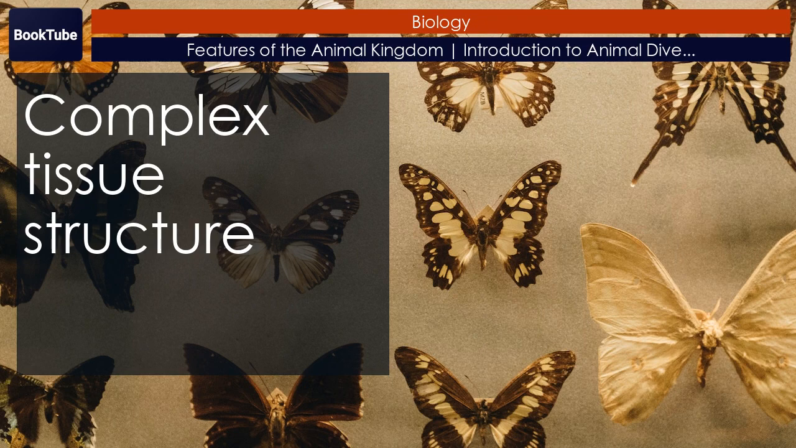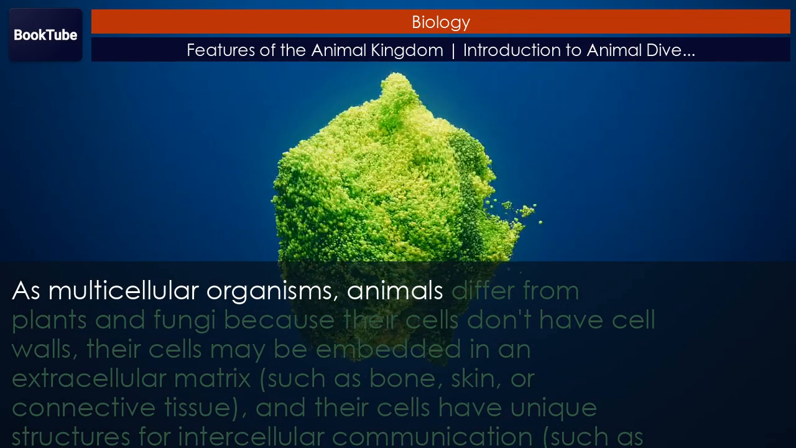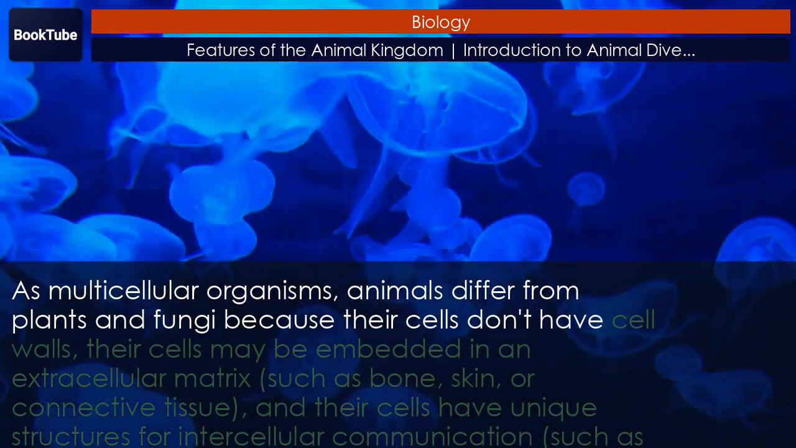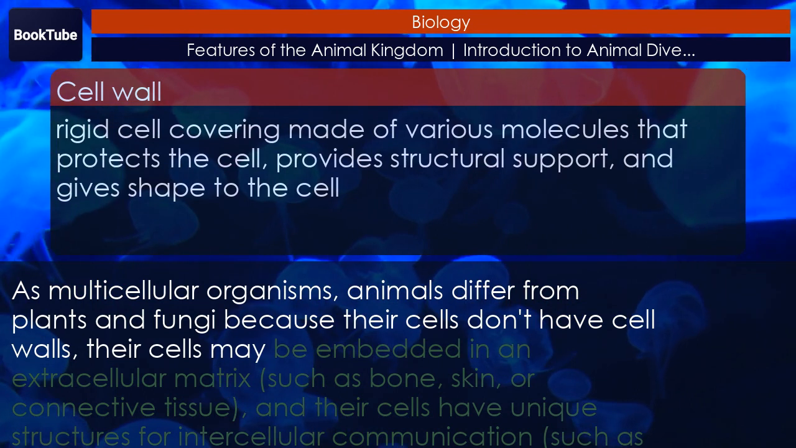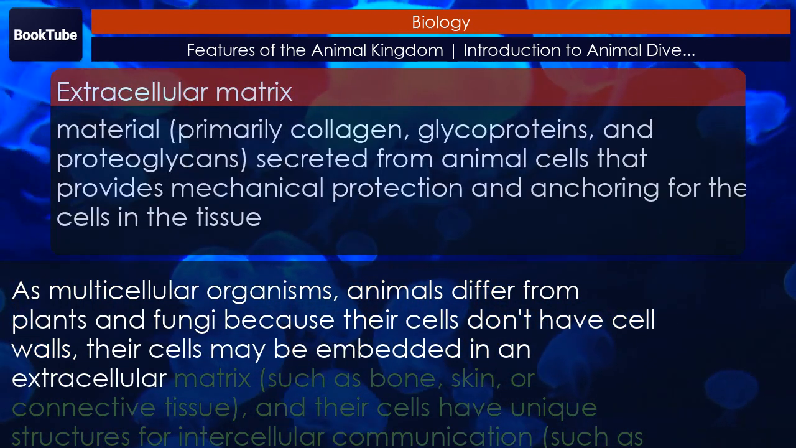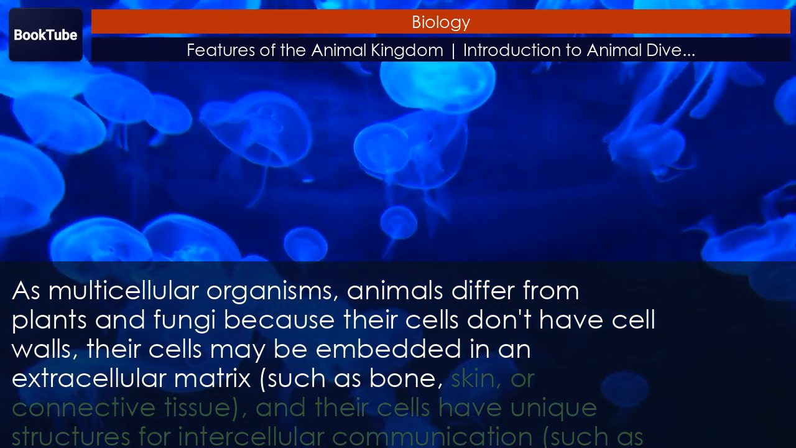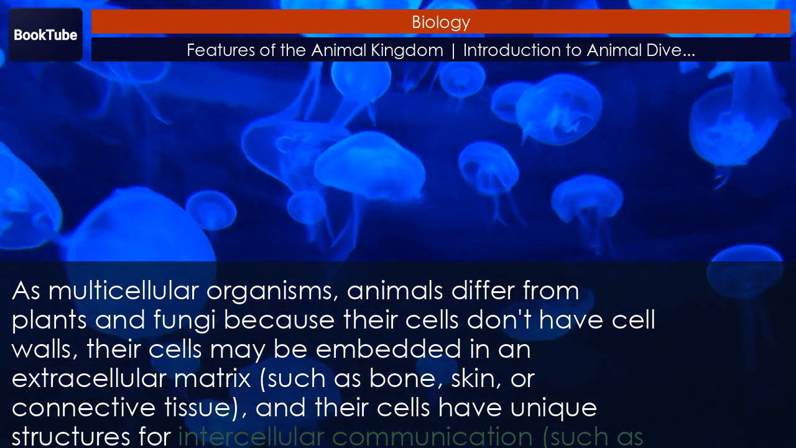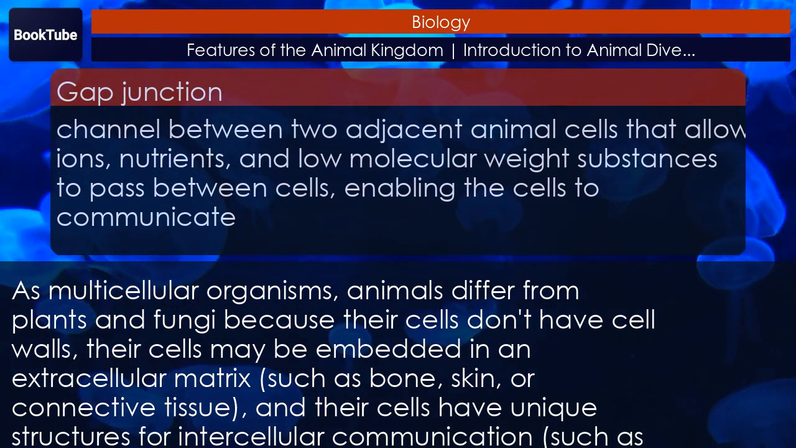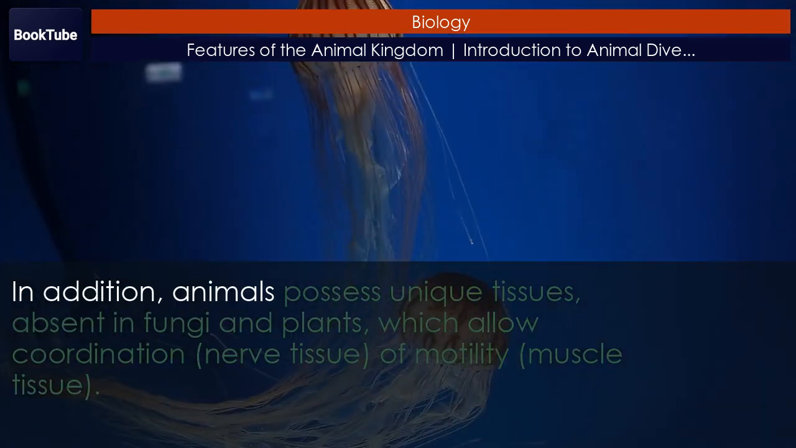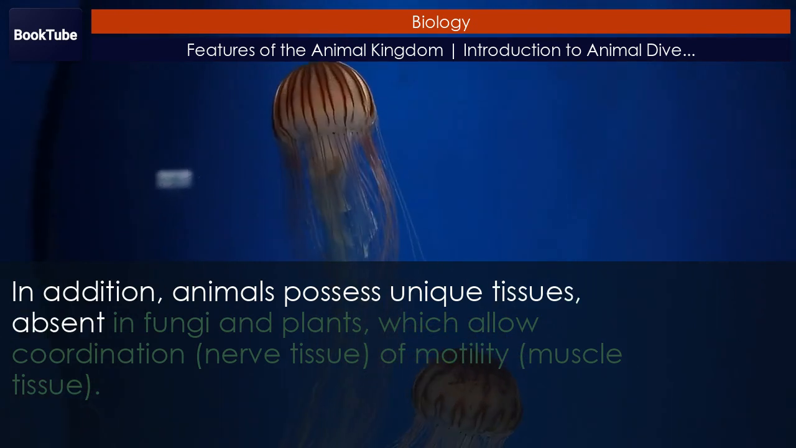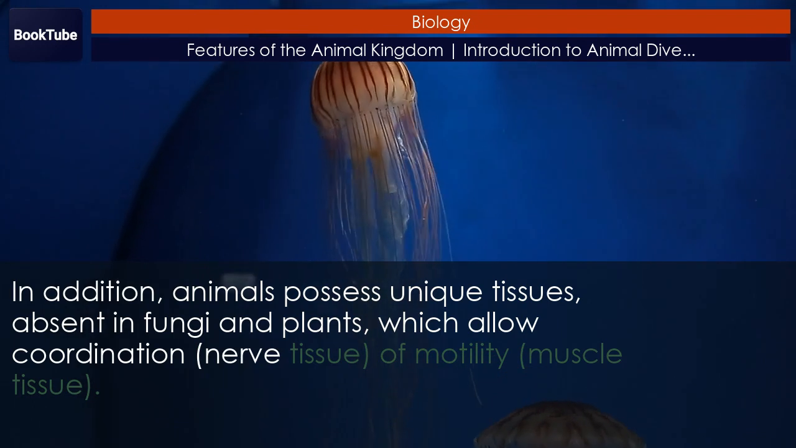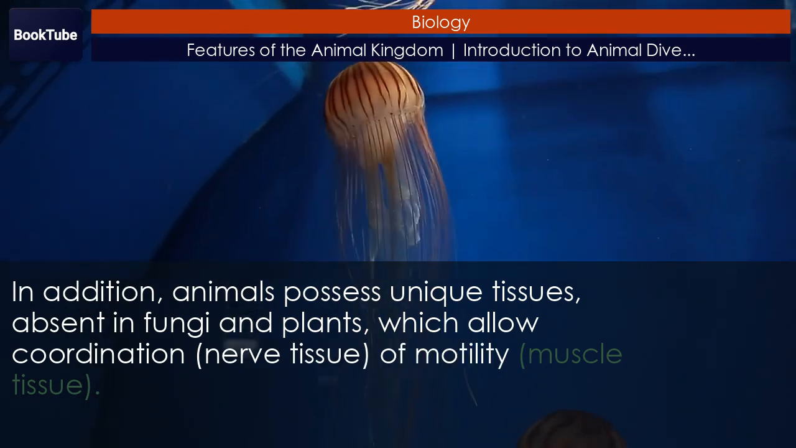Complex tissue structure. As multicellular organisms, animals differ from plants and fungi because their cells don't have cell walls. Their cells may be embedded in an extracellular matrix, such as bone, skin, or connective tissue, and their cells have unique structures for intercellular communication, such as gap junctions. In addition, animals possess unique tissues, absent in fungi and plants, which allow coordination, nerve tissue, and motility, muscle tissue.